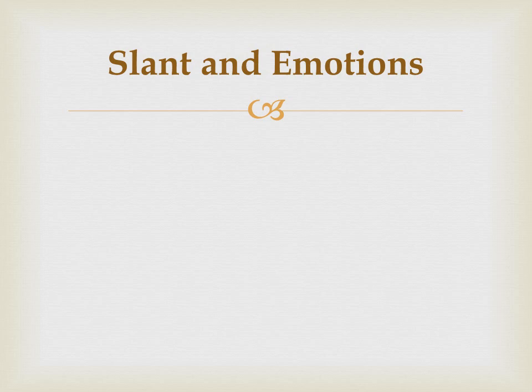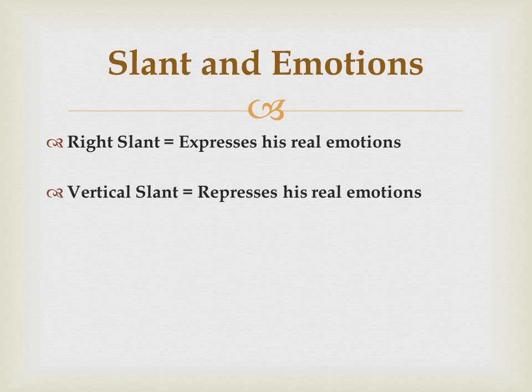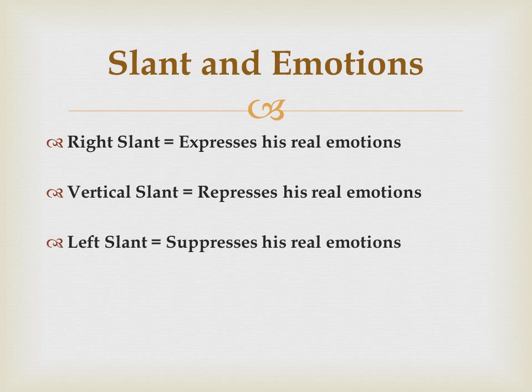Each one of these slants indicates how he deals with his real emotions. The right slant, the writer expresses his real emotions. The vertical slant, he represses his real emotions. He neither expresses nor suppresses his feelings. And the left slant, the writer suppresses his real emotions. That is, he thinks one thing but says another.